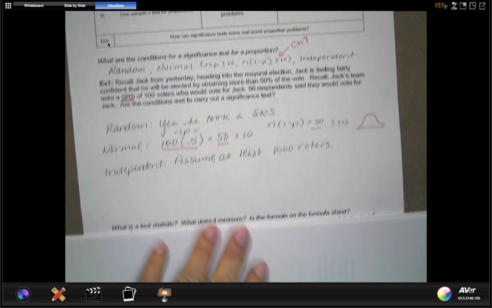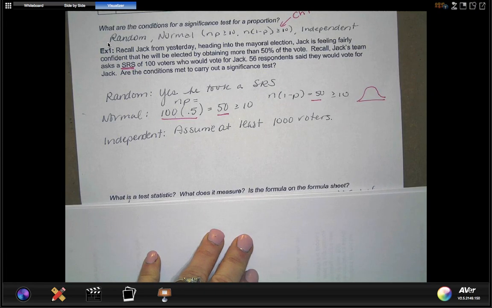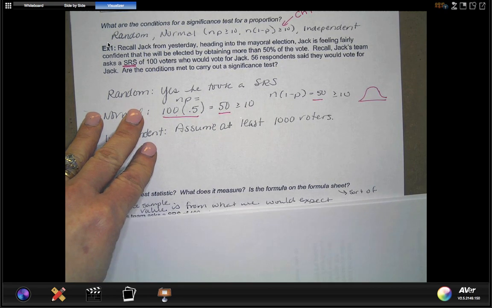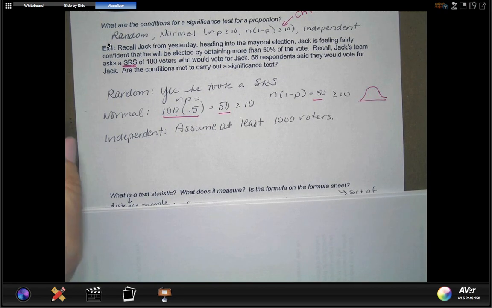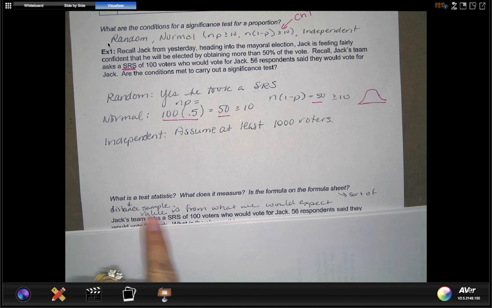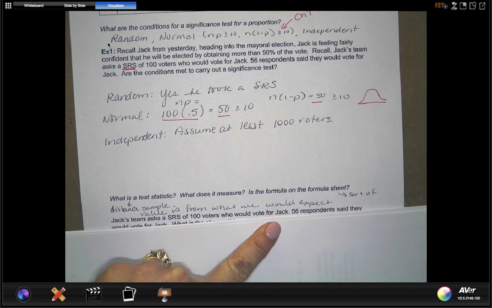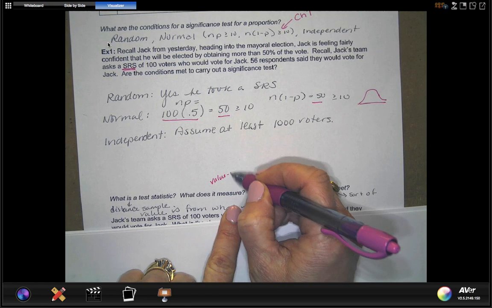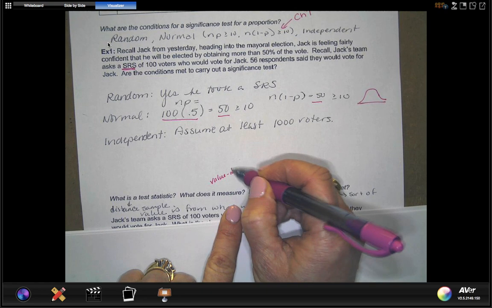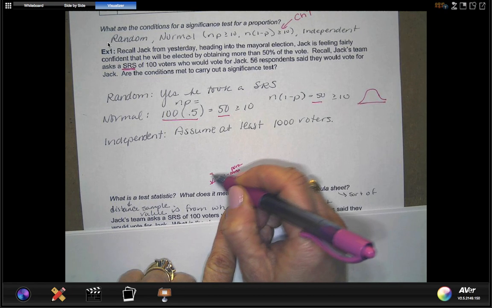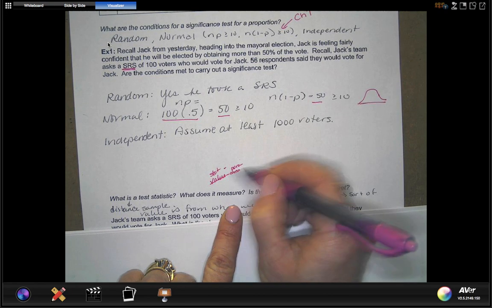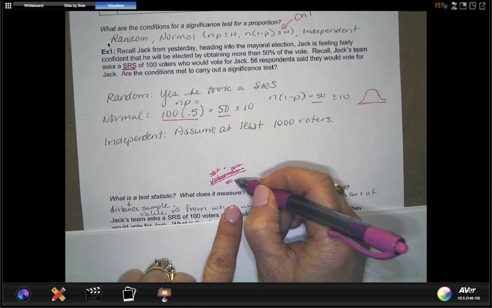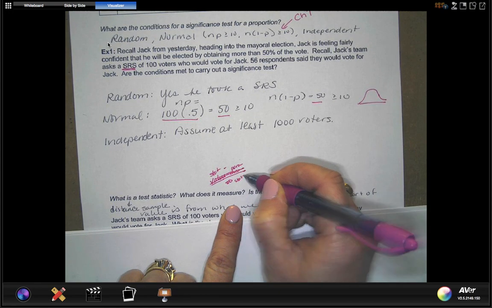All right, your test statistic. We talked about this a little bit yesterday. So your test statistic, it's just a z-score. So it's the distance your sample value is from what you would expect. Remember, you're just calculating how far away is the value from the mean, or in this case, it's the value from the parameter. So it's the statistic minus the parameter divided by the standard deviation of the statistic, okay?